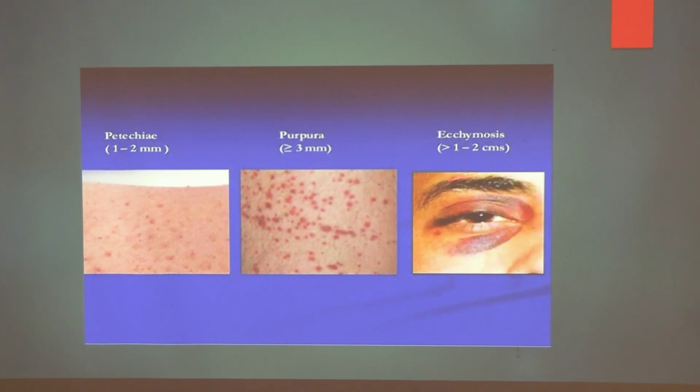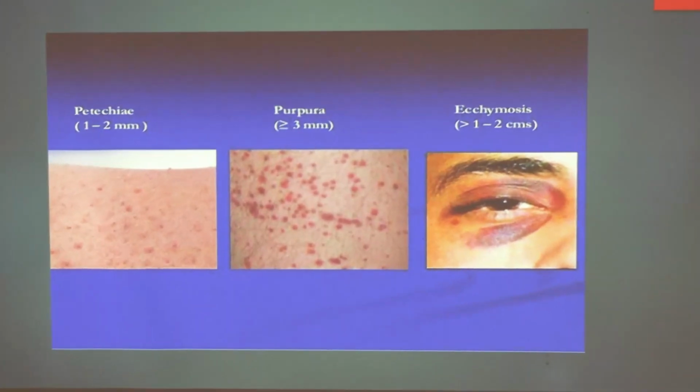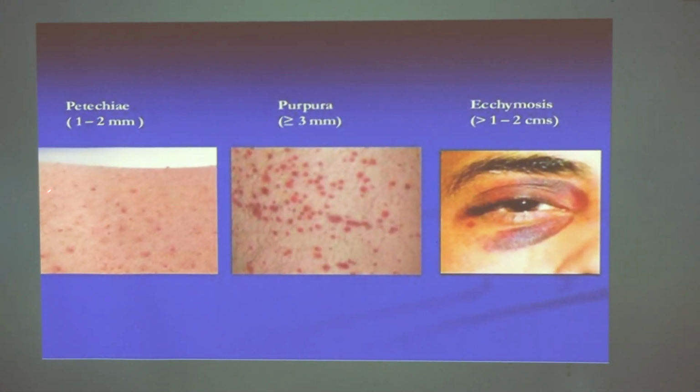Can anyone tell me what is the difference in these three pictures? What is the basic difference here? This one is petechiae. That one is a bruise, or we call it ecchymosis. So what is the basic difference? Size. Petechiae are very small, 1 to 2 millimeters, then purpura is more than or equal to 3 millimeters, and ecchymosis is much larger, 1 to 2 centimeters in size.